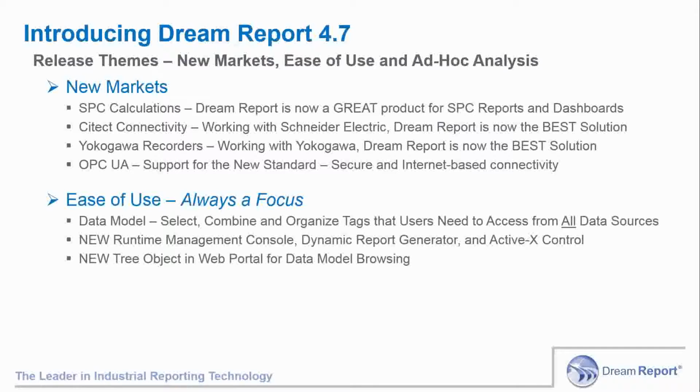Strategically speaking, Dream Report now delivers the ability to select and organize your data sources down to the tag level. In a connected world, where you're literally drowning in data, doesn't it make sense to be able to group and logically organize your data sources and use them effectively? The new data model feature delivers on this.